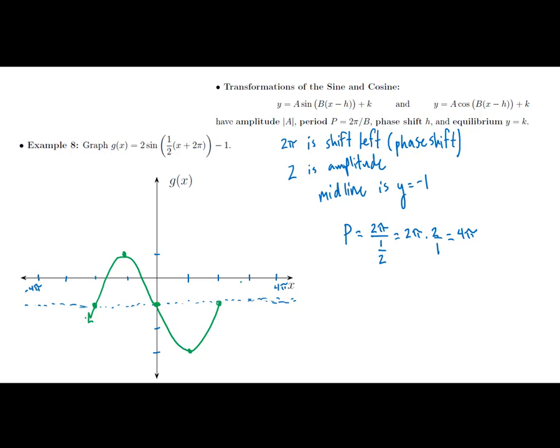Okay. And I'm going to go ahead and I think it's nice to go a little bit further. So here's, I'm going to go to 4 pi, halfway between there. So I'll show a half of a period on this side. And I can do the same thing over here, another half of a period on this side. All right.